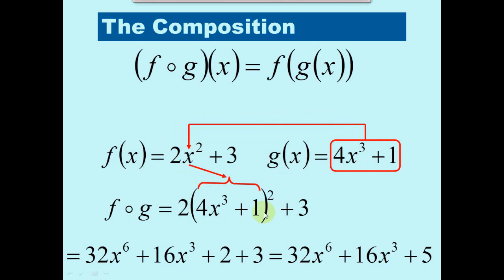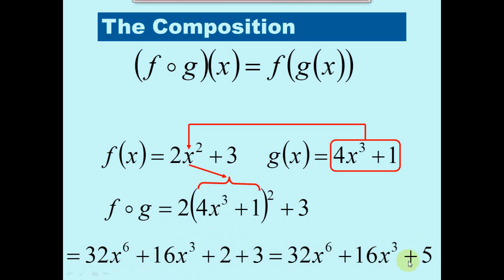So instead of having x, we have 4x cubed plus 1. We square that because it was x squared, and then we multiply by 2, and then plus 3. So when you FOIL this out and multiply by 2, you should end up with this, and then plus 3 leaves you to just add like terms.